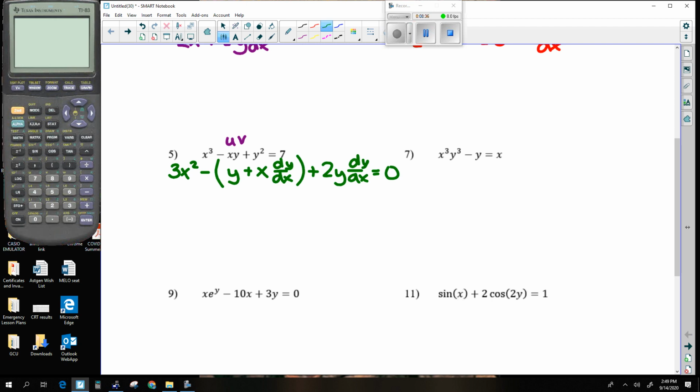I'll take one more, and then I'll start explaining myself a little bit better. All right, so again, this is a u times a v, so the u prime is 3x squared, y to the third, plus, leave the first bit alone, 3y squared dy dx, minus y, which is now 1, dy dx, is equal to x, which is 1.